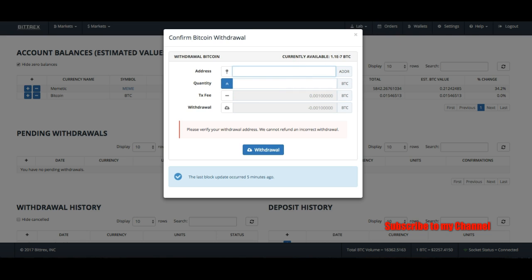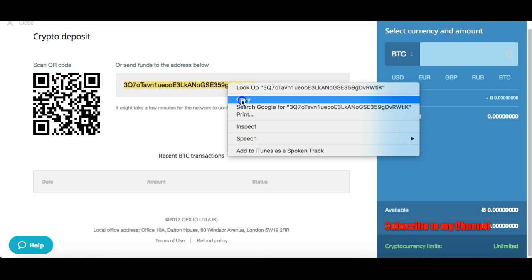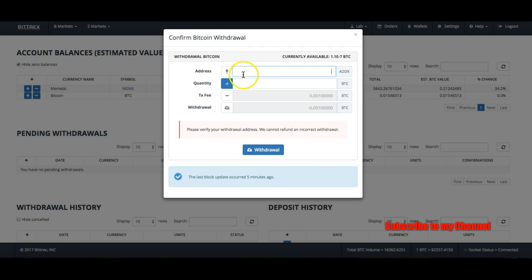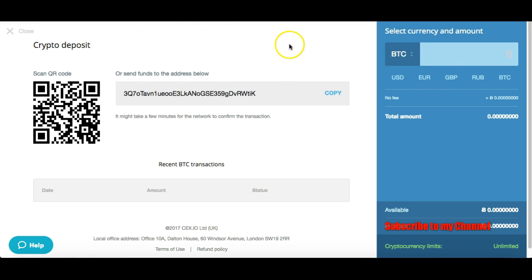All right, and you're going to go back into your deposit. This is your wallet ID, right? Your wallet address. You're going to copy this. You're going to go here. You're going to put this address here, you're going to put the quantity of BTC that you want to move from Bittrex into the CEX IO, and then you're going to withdraw. So that money's going to move over to here, and once you have that money here, you can actually withdraw.